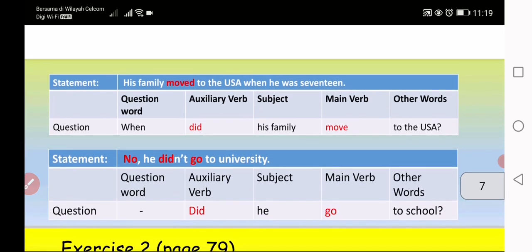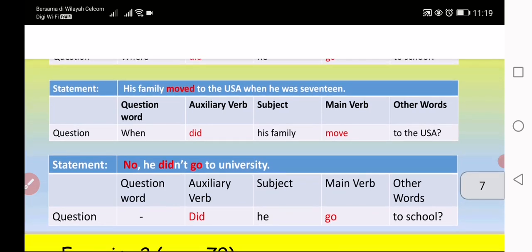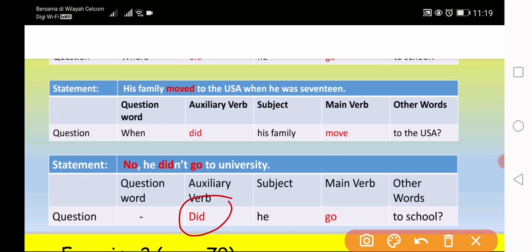Okay, statement. No, he didn't go to university. Okay, this one, it is not suitable for us to add any question words. We just use auxiliary verb did. Okay. No, he didn't go to school. We just add did here. Subject he is same as here. Did he go to school? Right.